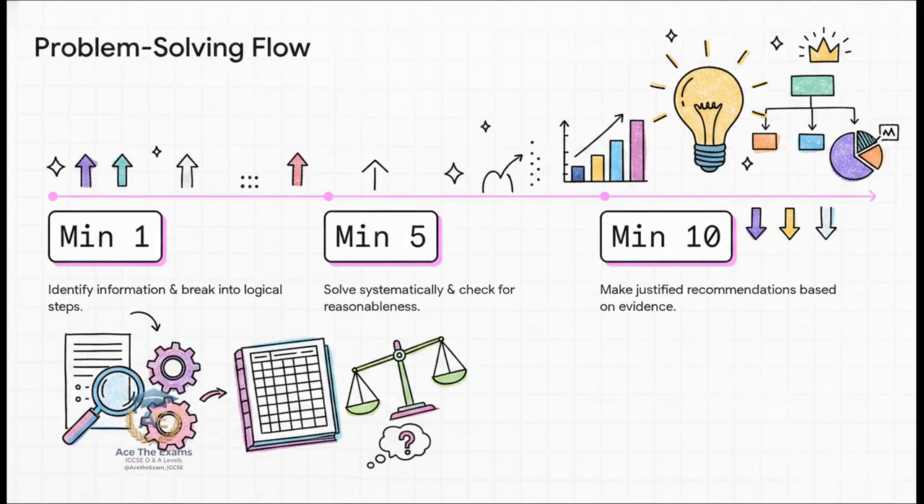The problem-solving flow requires you to start by identifying the given information and breaking it into logical steps. In that first 60 seconds, you should just be tagging which accounts are assets, liabilities, income, or expenses. In the middle phase, you solve systematically and check for reasonableness. For instance, if your calculated inventory balance suddenly becomes negative, you need to recognize that's physically impossible and go back.